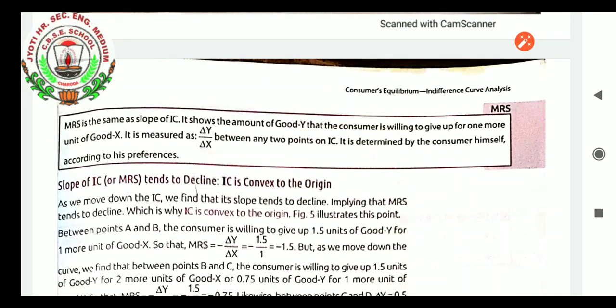As we move down the IC, we find that its slope tends to decline, implying that MRS tends to decline, which is why IC is convex to the origin. Figure number 5 illustrates this point. Between points A and B, the consumer is willing to give up 1.5 units of goods Y for 1 more unit of goods X, so that MRS equals minus change in Y upon change in X.